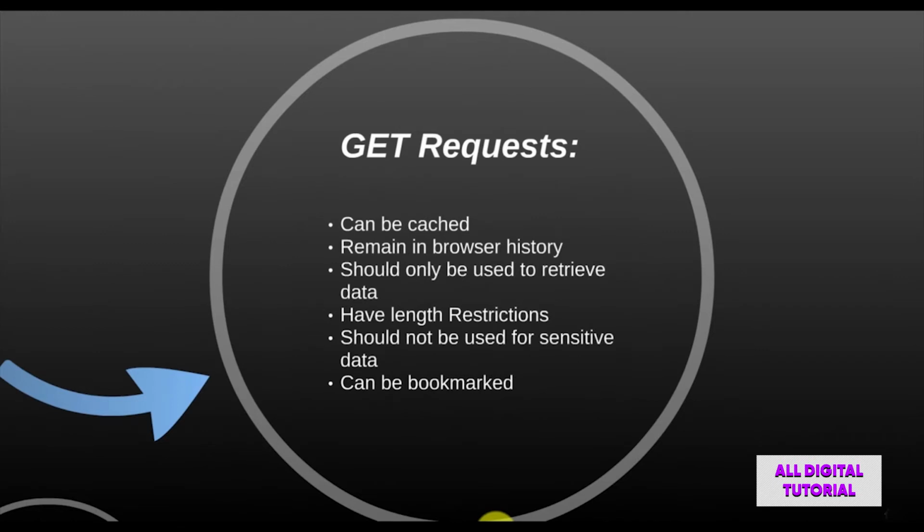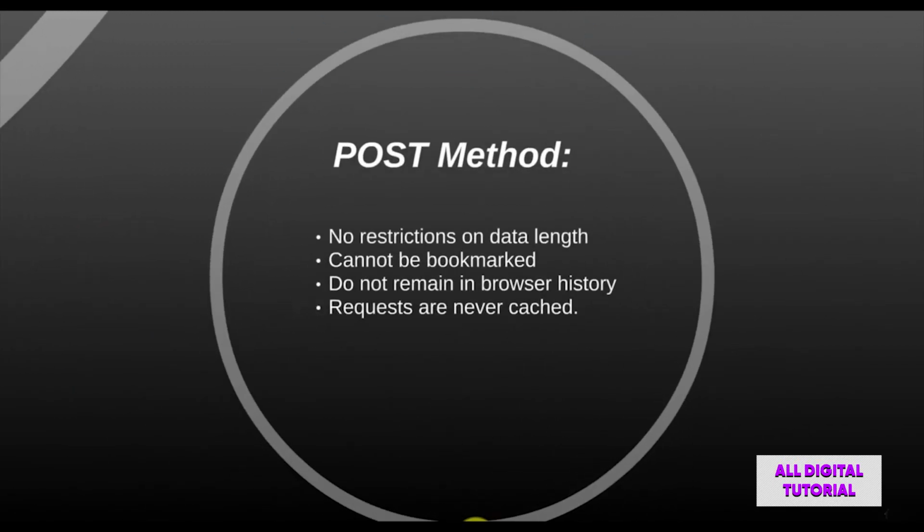Both the POST and GET method have unique properties that are specific to each one. We'll start with the GET method. GET requests can be cached, they remain in the browser history, they should only be used to retrieve data, they have length restrictions, they should never be used when transmitting sensitive data such as passwords, and they can be bookmarked. The POST method, on the other hand, has no restrictions on data length, cannot be bookmarked, does not remain in browser history, and the requests are never cached.